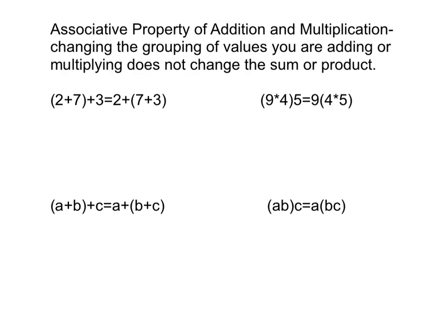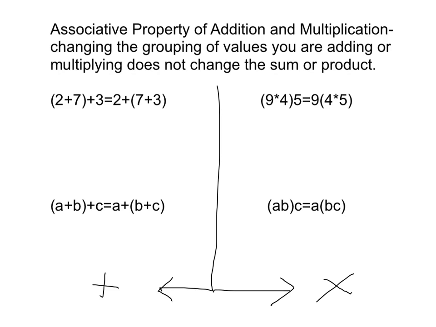And the next slide is the associative property of addition and multiplication. Again, we have addition on this side, multiplication is on this side. So what this property says is that changing the grouping of values you are adding or multiplying does not change the sum, which is the addition answer, or the product, which is the multiplication answer. It does not change the answer. So over here on the left side, I can do 2 plus 7 is 9, plus 3 more. 9 plus 3 is 12.